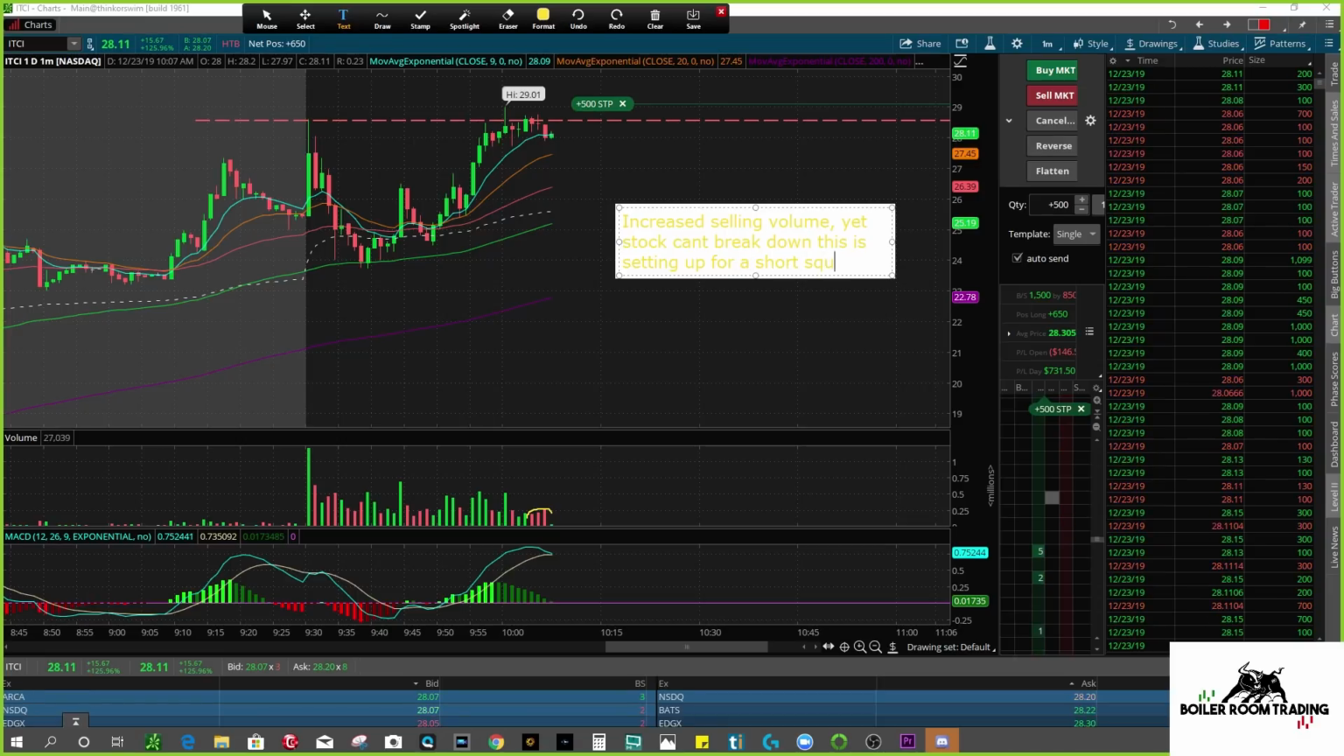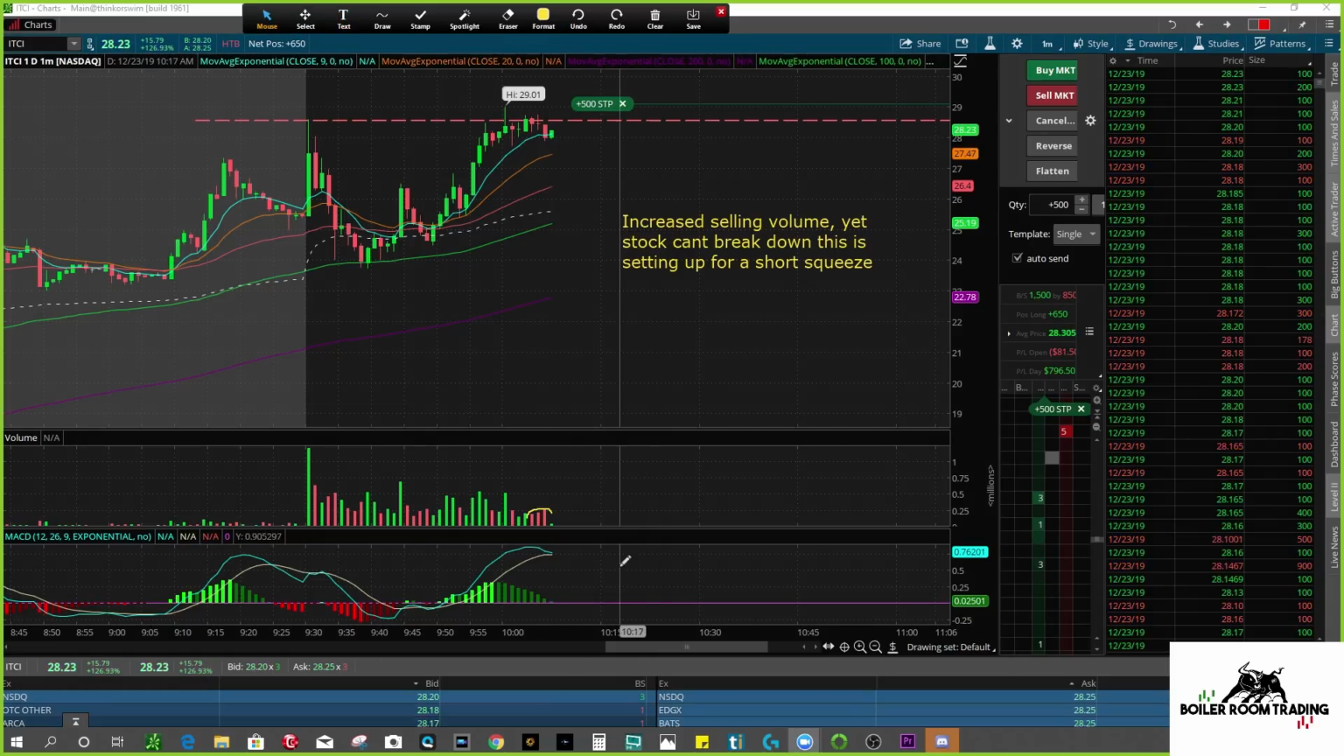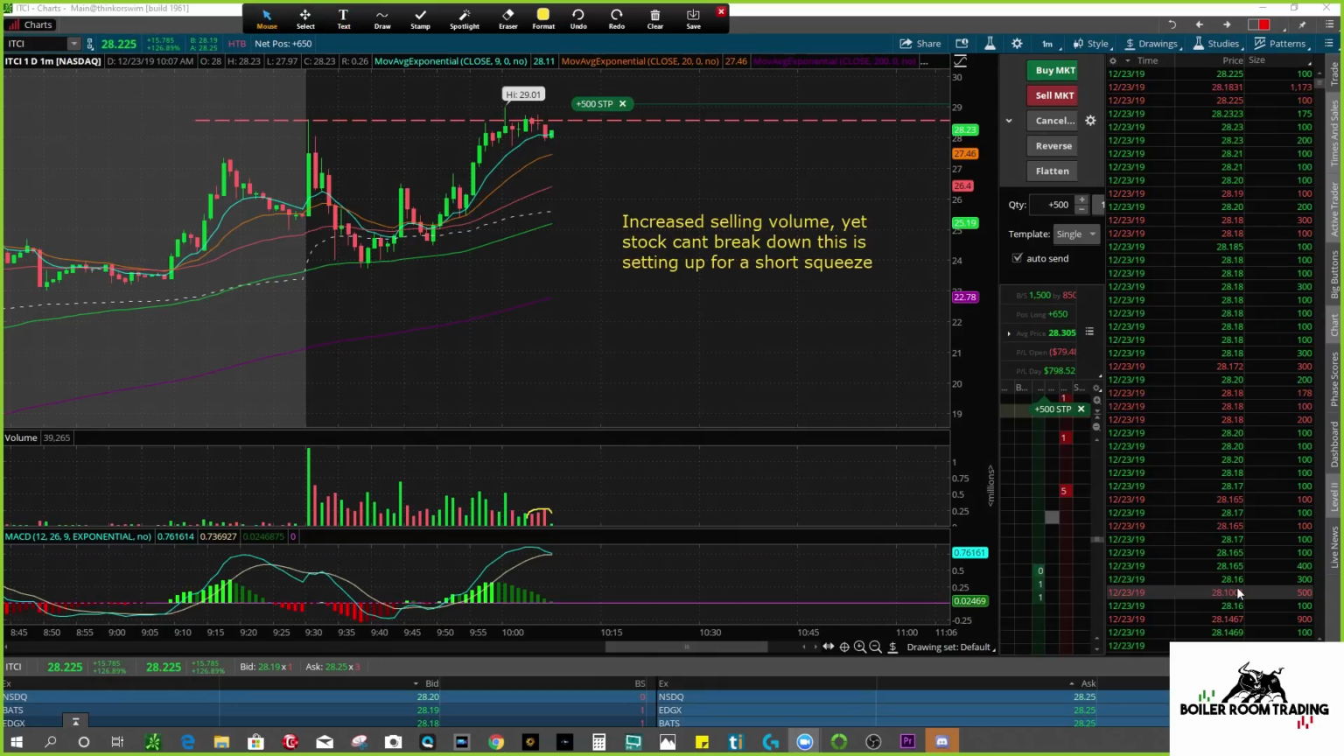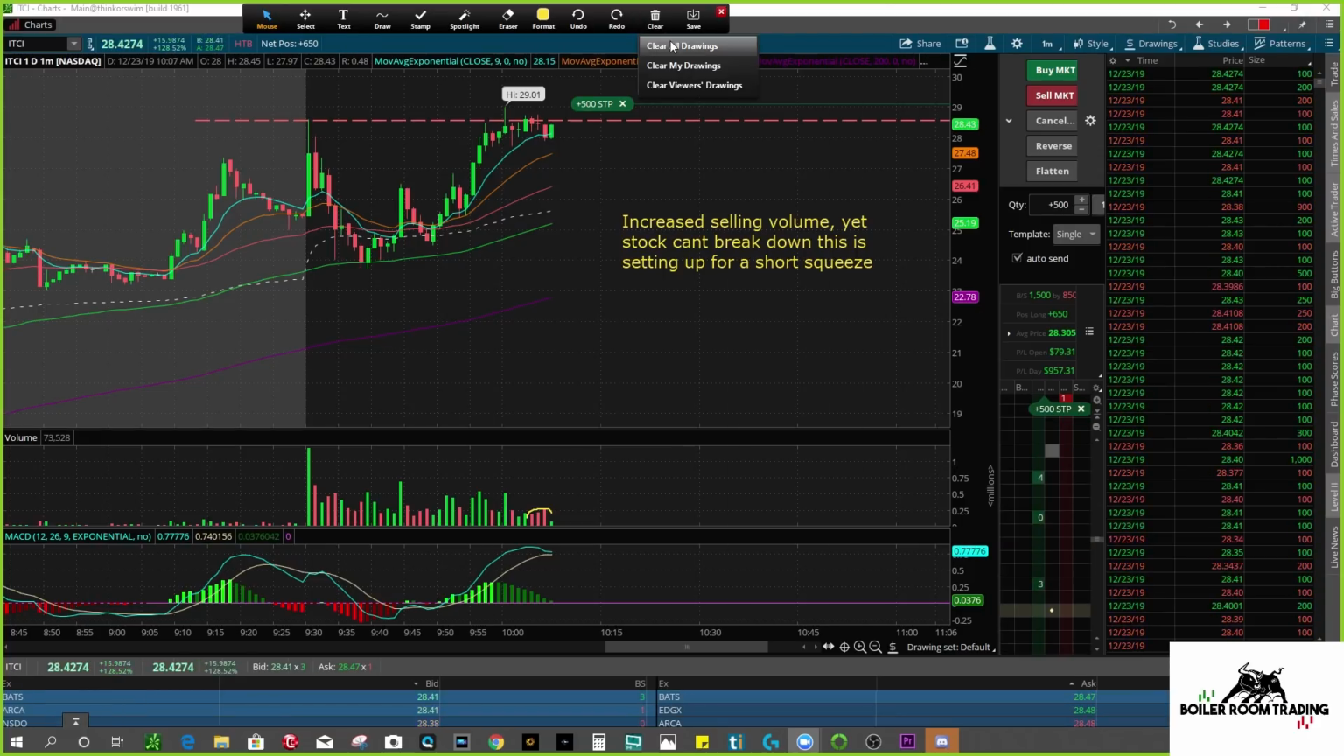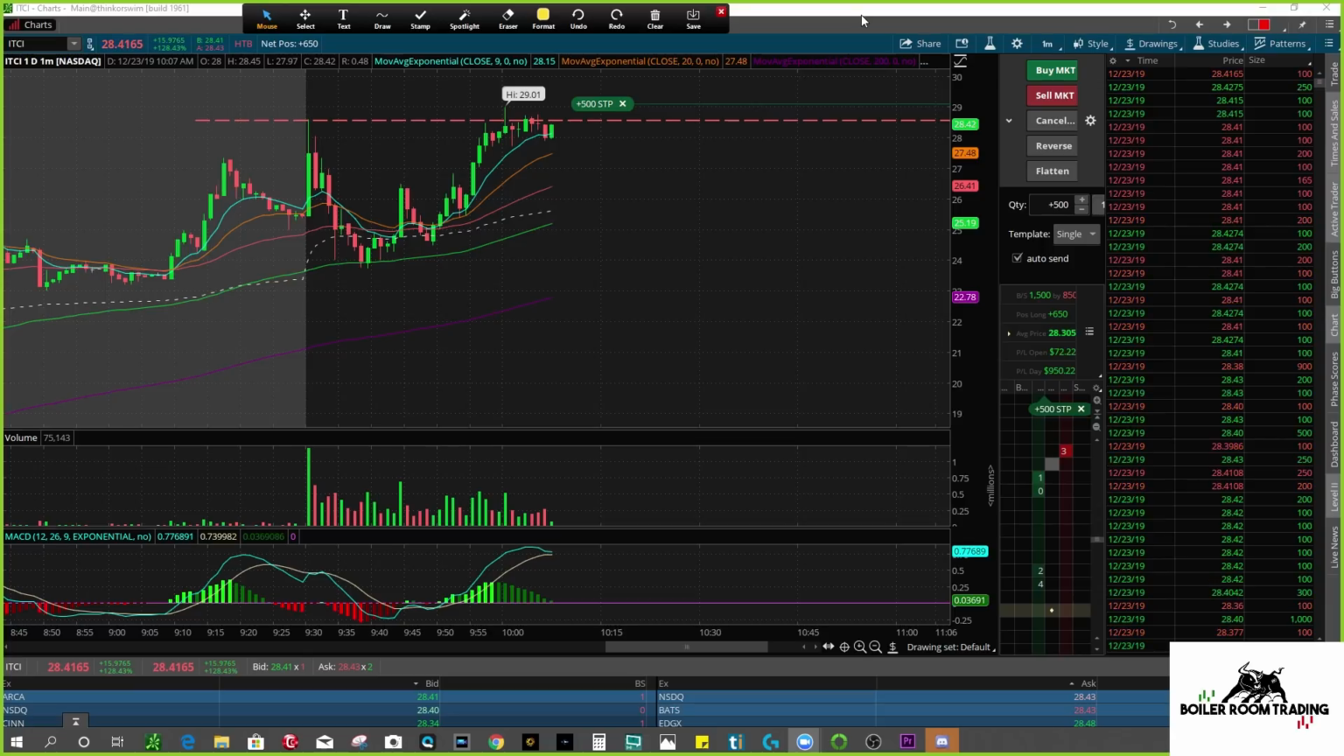Something very important to pay attention to is the selling volume. Look at how we were holding just below the high of day, and look at how much selling was taking place, and the stock still isn't going down. That tells us somebody is buying up all the shares that people are trying to sell, or there is a big buyer here, or enough people are willing to keep buying to keep this stock from going down. That's a good sign we're going to break out.